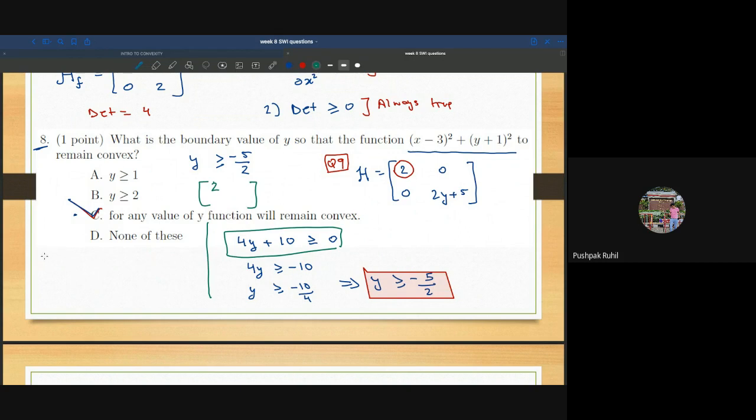Now the next thing that we have is this thing. This means that you first differentiate the function with respect to x, and then you differentiate it with respect to y. So what would be the differentiation of the function with respect to x? 2x minus 3. Or you can say it would be 2x minus 6. Correct? Now this is your df by dx.